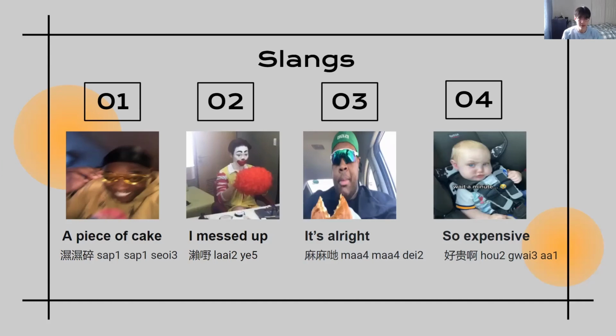But not everything can go as smoothly. So in case you mess things up, or things don't go well, you can say in a funny way, I messed up. And the slang for this in Hong Kong is lie. It's like, I done goofed. Lie. So we'll say it one more time. Lie. You have to say it really fast because it's funnier this way. Lie.